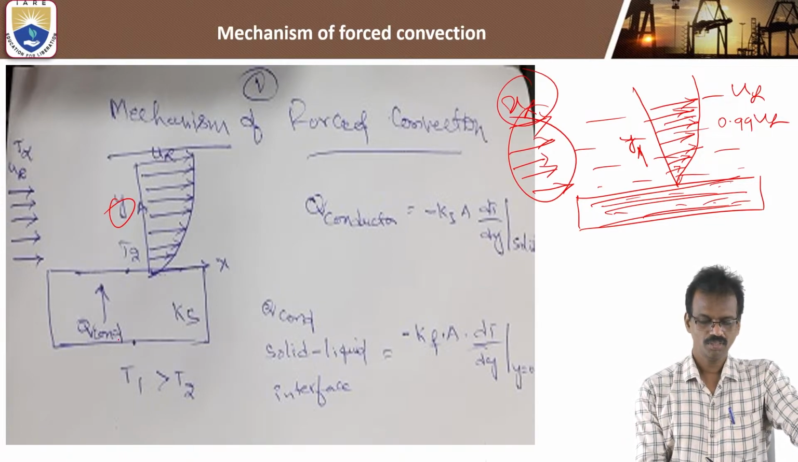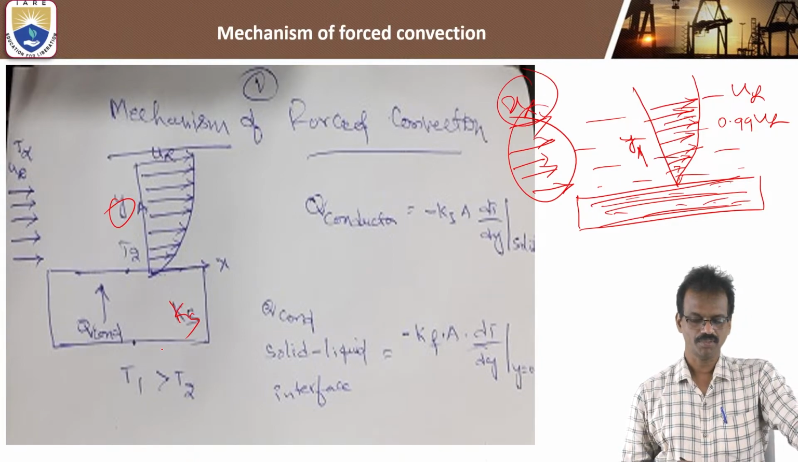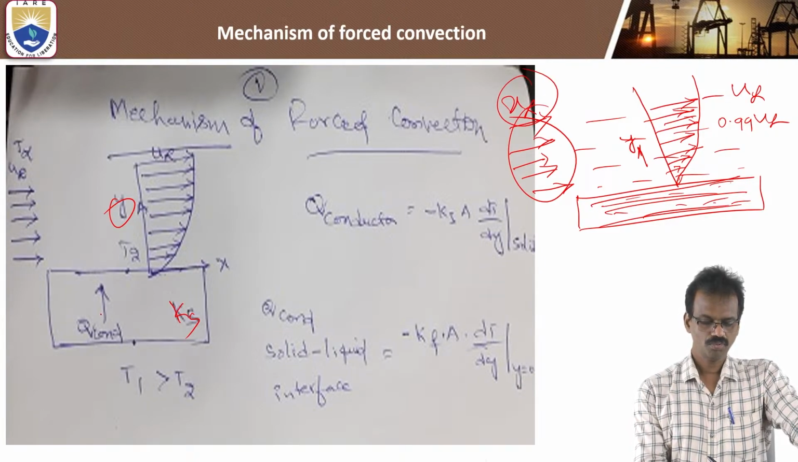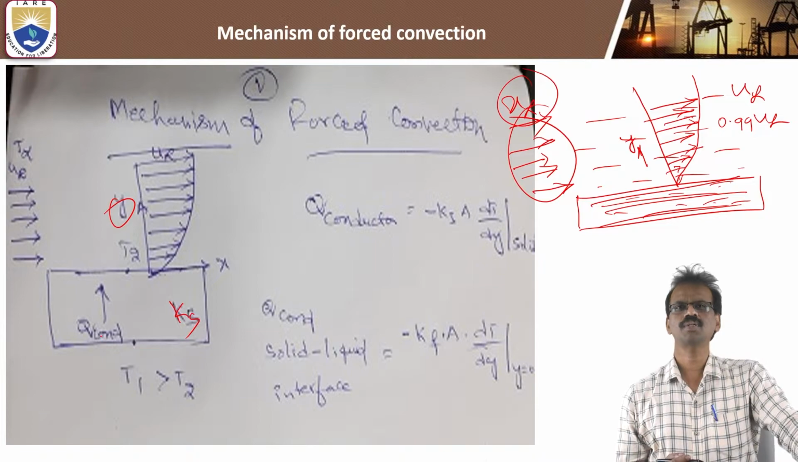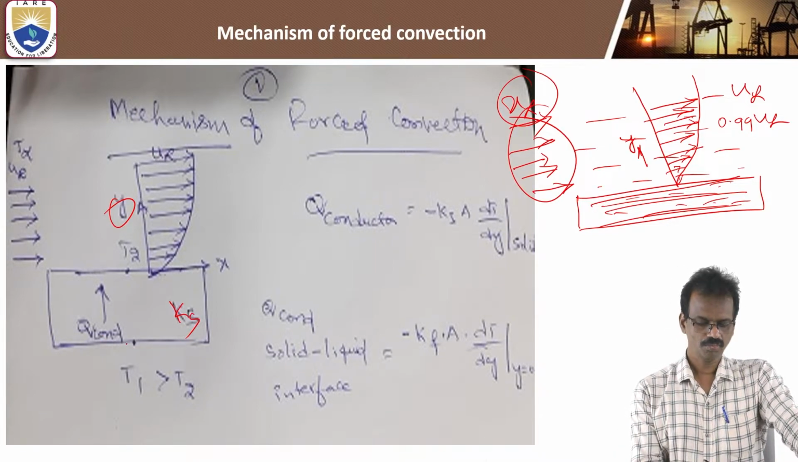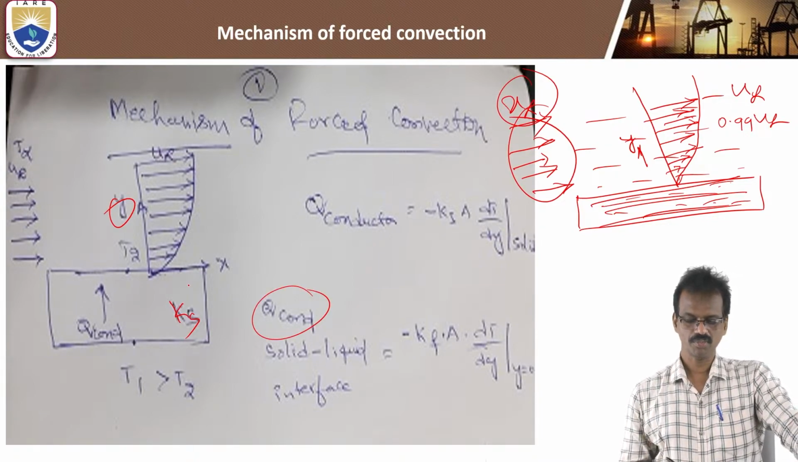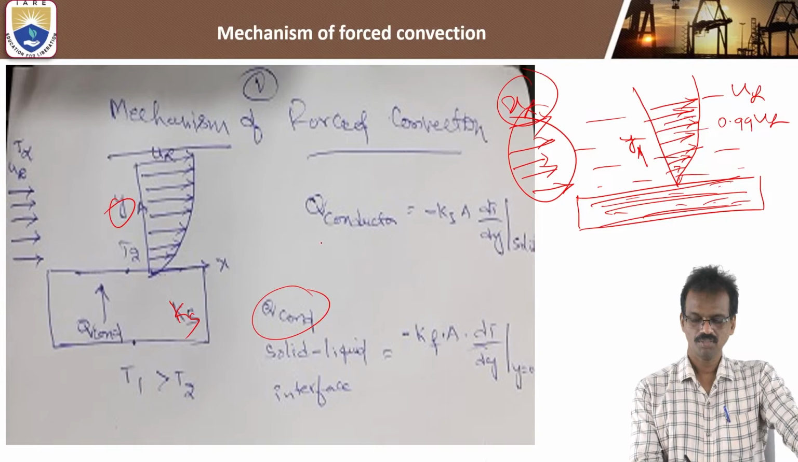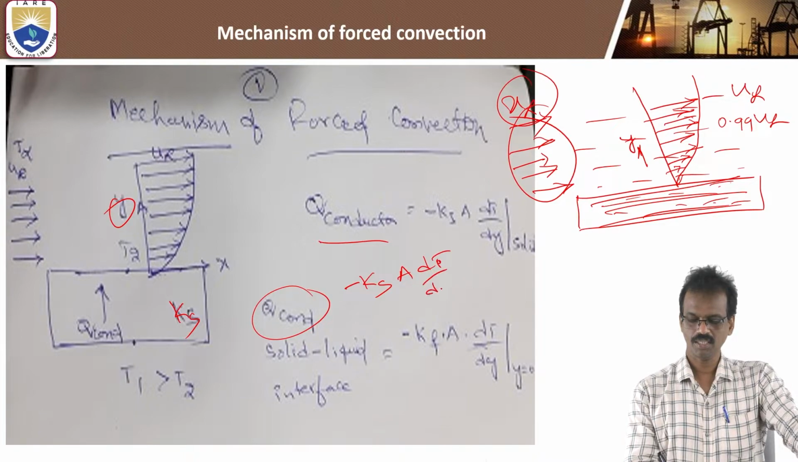So this is the solid surface. Ks is the thermal conductivity of the solid surface. Heat transfer takes place in the solid by the conduction process. The rate of heat transfer for the solid surface, q conduction, is equal to minus Ks into area into dT by dy.